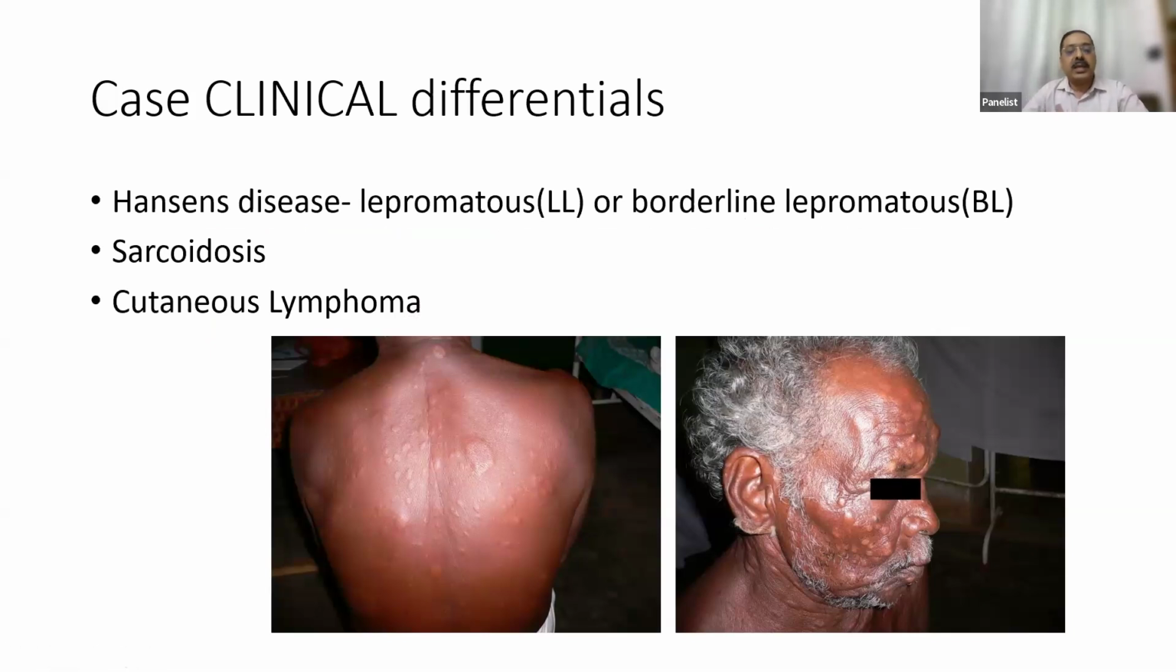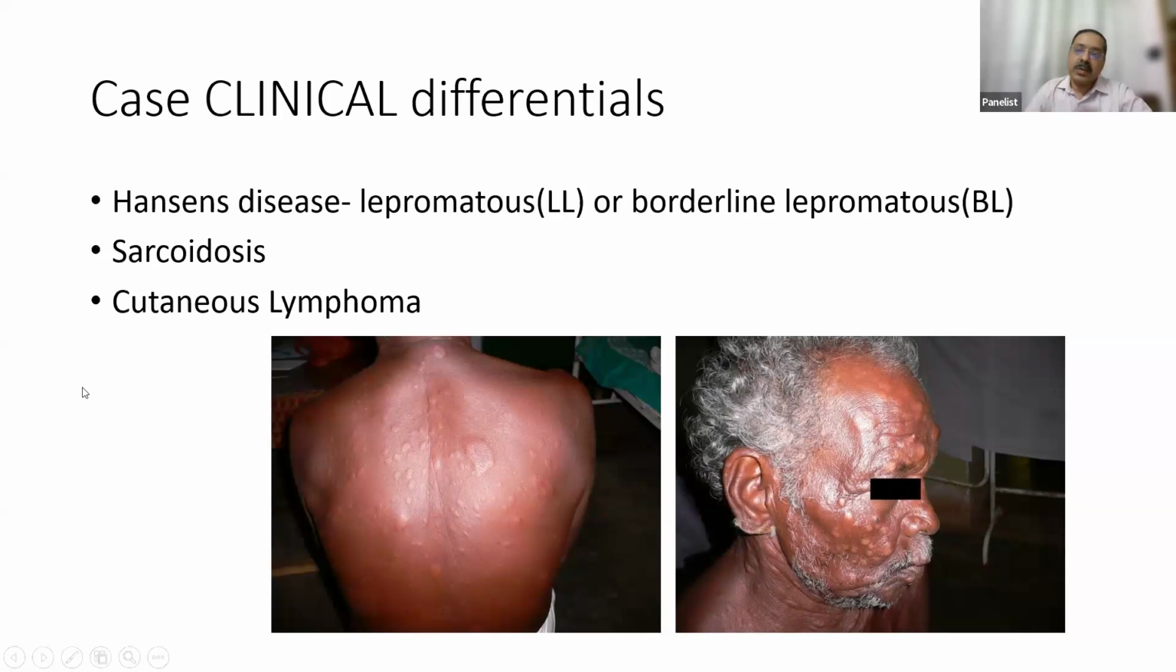So we have clinical differentials here of Hansen's disease, with a remote possibility of sarcoidosis, because sarcoid and Hansen's can be great mimics. And the third mimic is lymphoma. Sometimes lymphomas can present in this pattern, so we will probably put that. But in Hansen's, are we dealing with LL or BL? Because LL and BL are the ones which produce asymptomatic lesions like these. So that history is important.